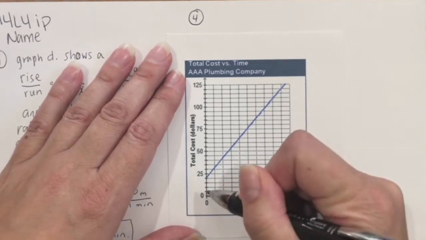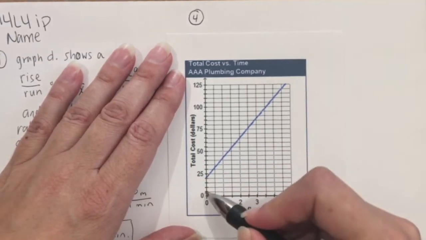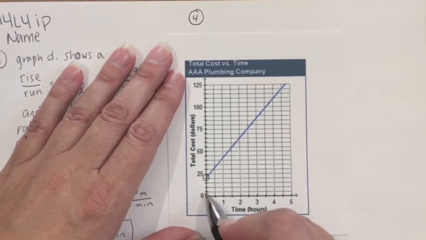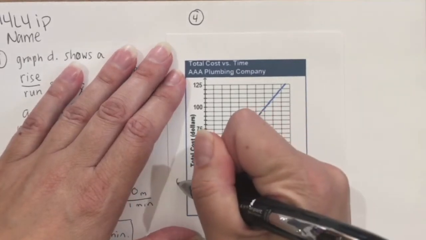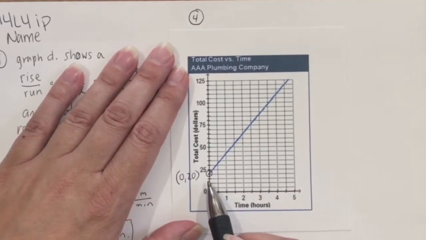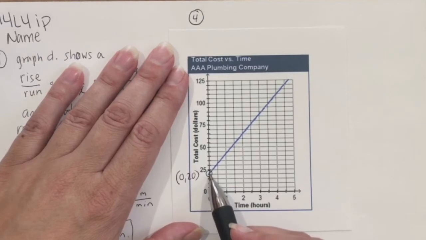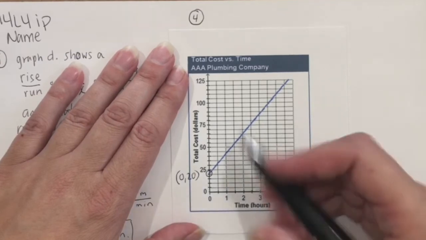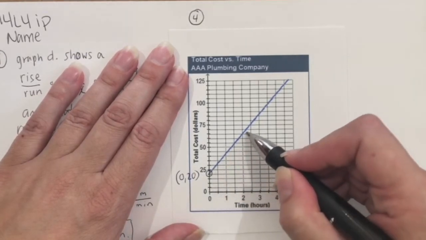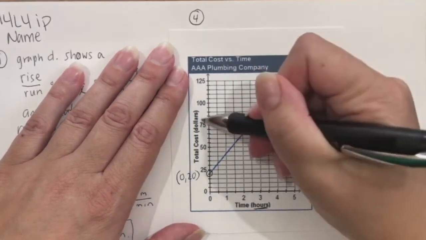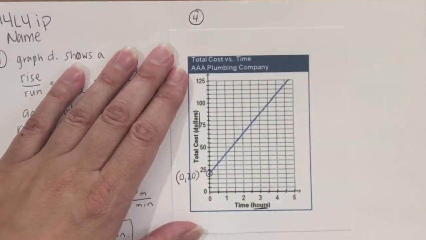Okay, so 5, 10, 15, 20, 25. It looks like it goes up by 5s, and it looks like it starts at 0 on the x-axis, 20 on the y-axis. So it looks like 0, 20 is that first point there. That means that the fee they charge just to show up is $20. Then they start charging by the hour. Okay? And we know it's hours because it tells us down here hours. And they're charging in dollars, not some other currency. You know, not Bitcoin yet.